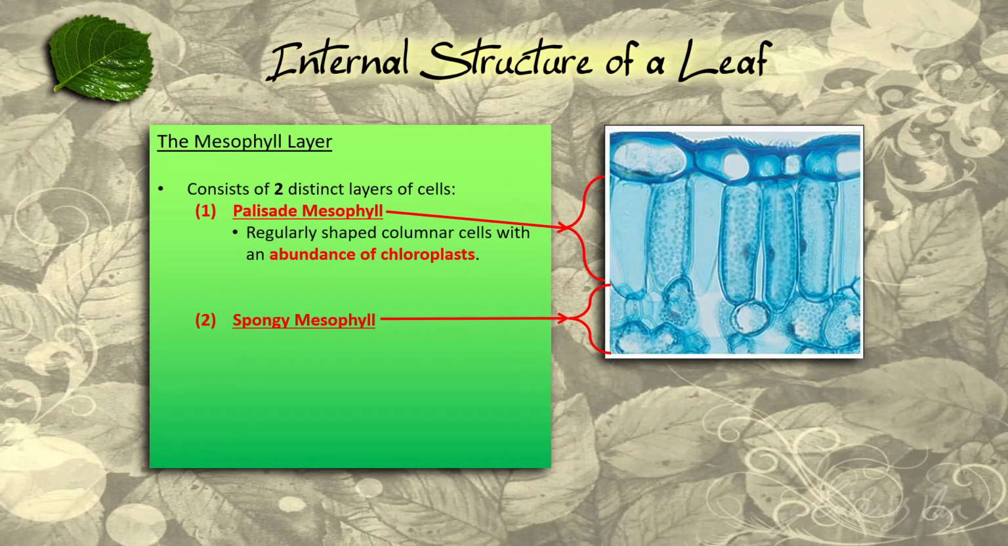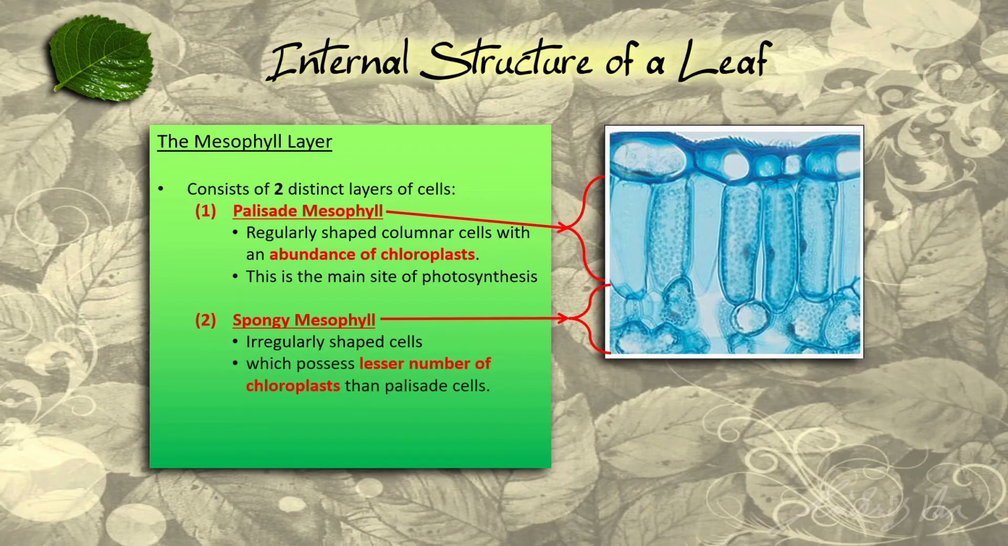Palisade mesophyll cells are more regular in shape, and they have the most amount of chloroplast. So surprise, they are the main site of photosynthesis since they contain the most chloroplast. Spongy mesophyll cells are irregular in shape and have less chloroplast. It doesn't mean they don't photosynthesize, it's just at a slower rate since there is less chloroplast.